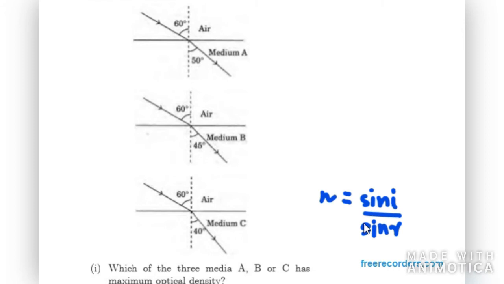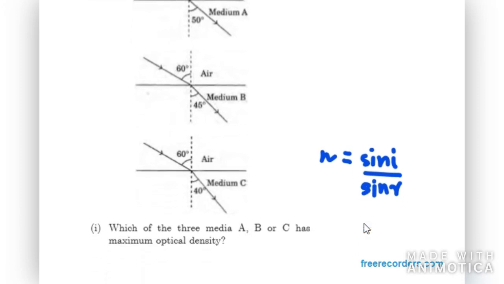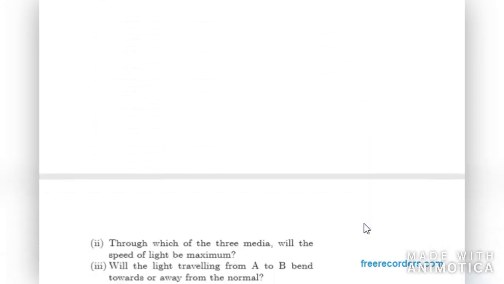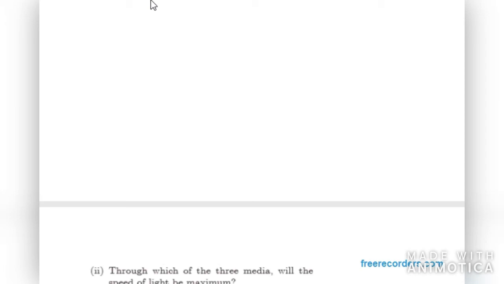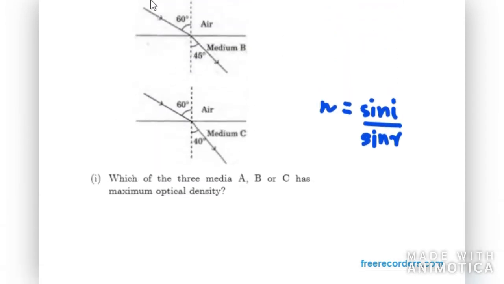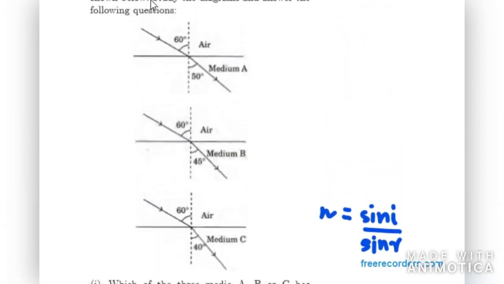Now moving on to next, it says through which of the three media will the speed of light be maximum. So it will be in this case A. Why? Because the angle of refraction in this case is 50°. So therefore the speed of light in this case will be highest.